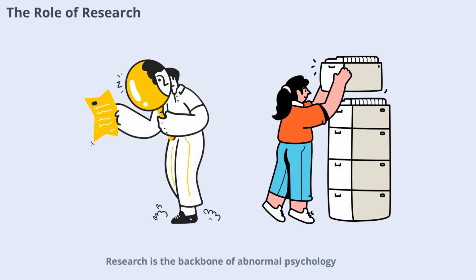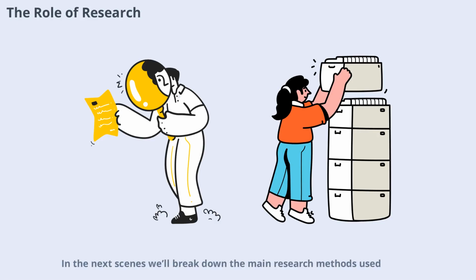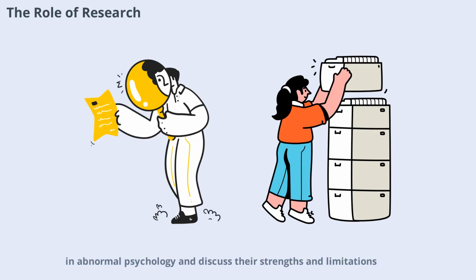Research is the backbone of abnormal psychology. Without systematic investigation, our understanding of mental disorders would be based on anecdote and speculation. Research methods allow psychologists to collect data, test hypotheses, and build evidence-based theories. This scientific approach helps distinguish between myths and facts, leading to better diagnosis, treatment, and prevention strategies. In the next scenes, we'll break down the main research methods used in abnormal psychology and discuss their strengths and limitations.